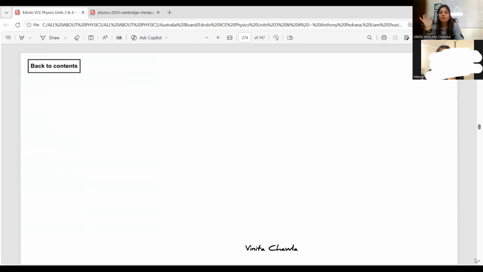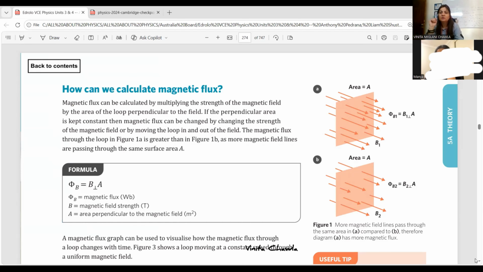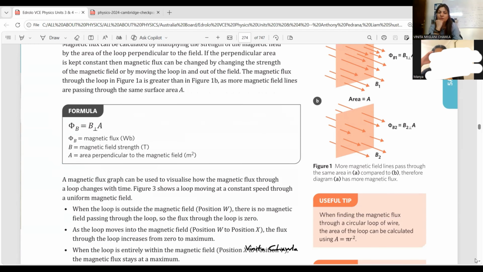Here we have different situations where we place the conductor, this we have done, right? There are two figures, figure 1A and figure 1B. In which case is the number of magnetic field lines crossing the conductor greater? A. So which has greater flux? A has greater flux, yes.